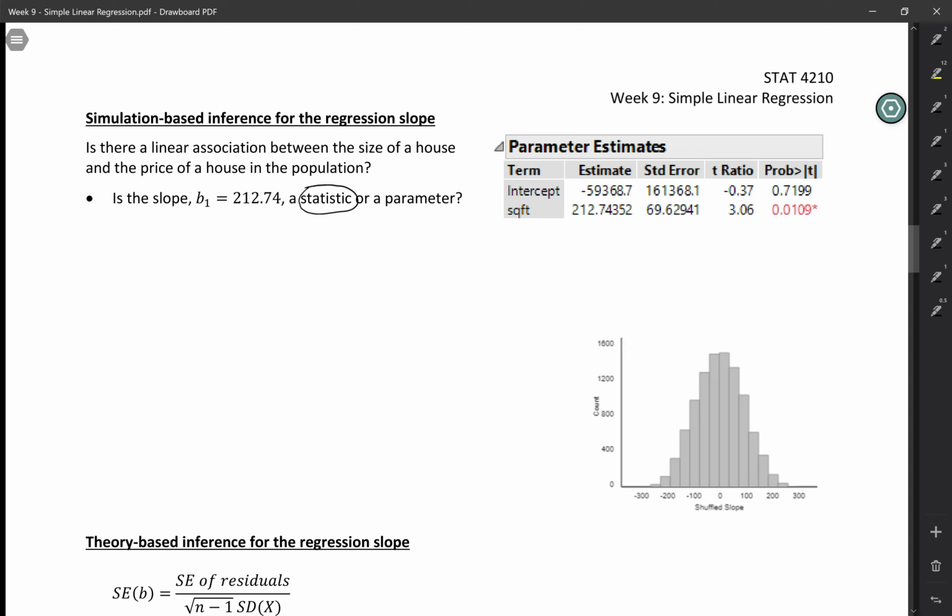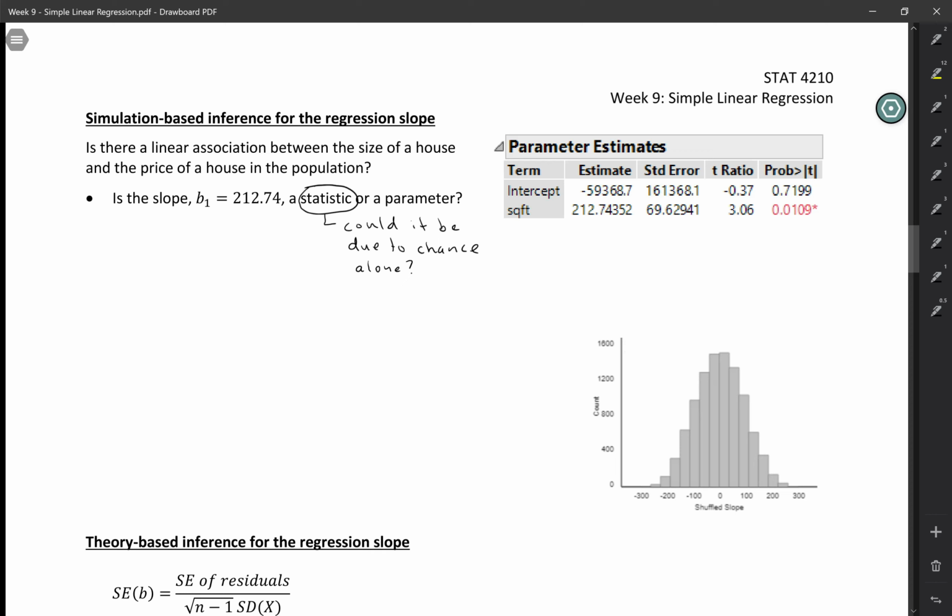So when we see a statistic, obviously the slope here is not zero. So it does seem like there's some relationship between size and price, but we always have to ask ourselves, could it be due to chance alone? We want to rule out that just by chance explanation before we say anything too strong about the relationship.